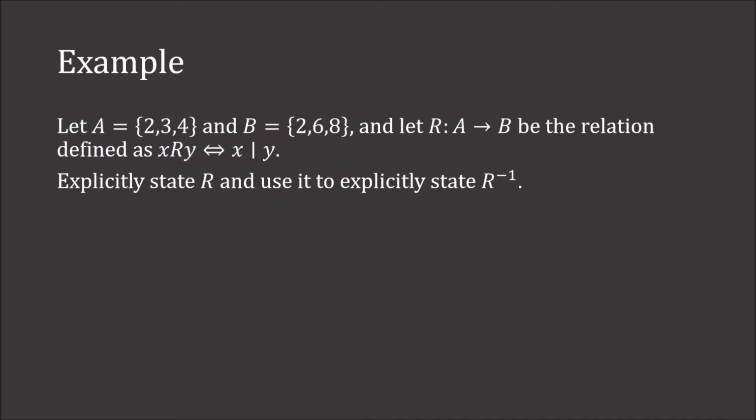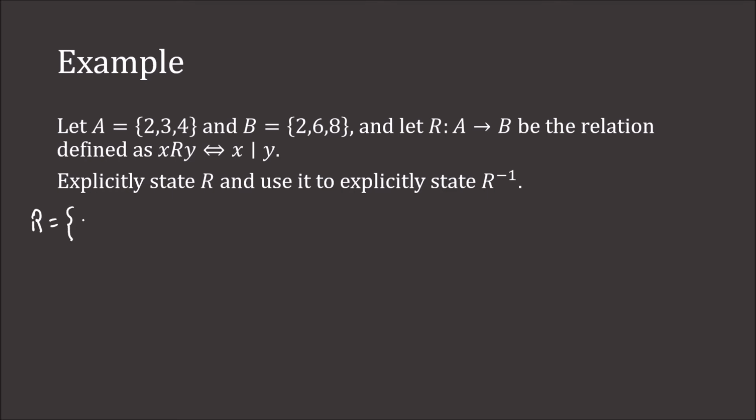So we're going to let A be the set {2, 3, 4}. We'll let B be the set {2, 6, 8}. And we'll define a relation R from A to B as x is related to y if and only if x divides y. We will explicitly state R and then explicitly state R inverse. So R.